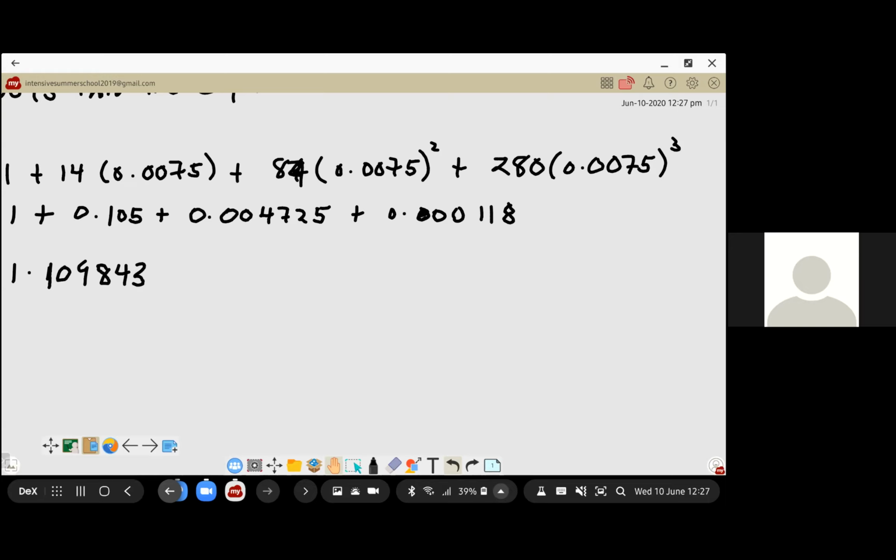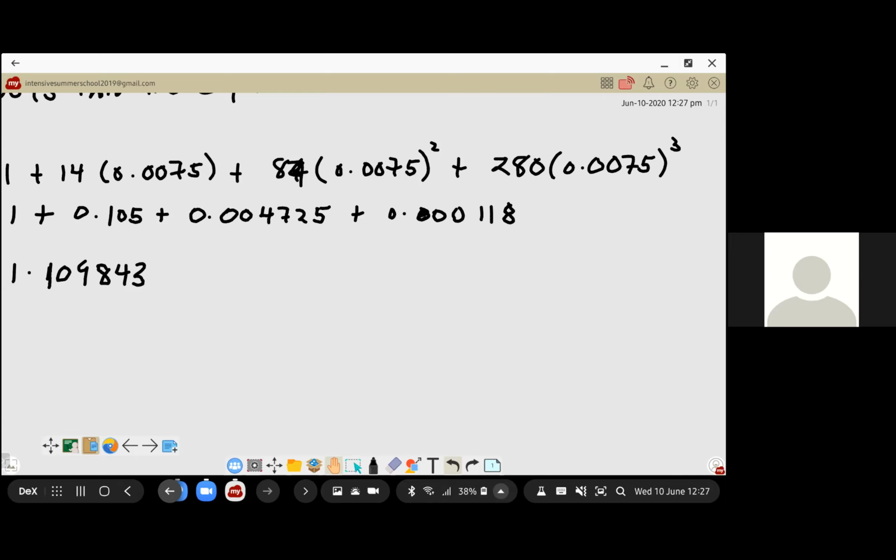Zero. Okay. Raised to the power 3 times 280. I get the same thing. I get 0.000118125. That's what I'm getting. Estelle, okay, so check it well.